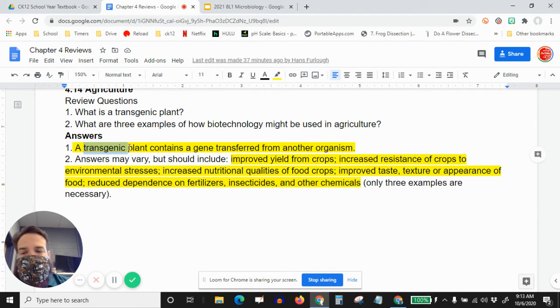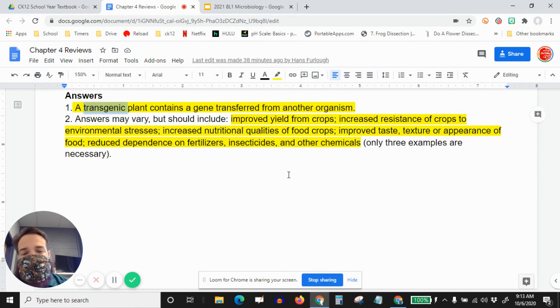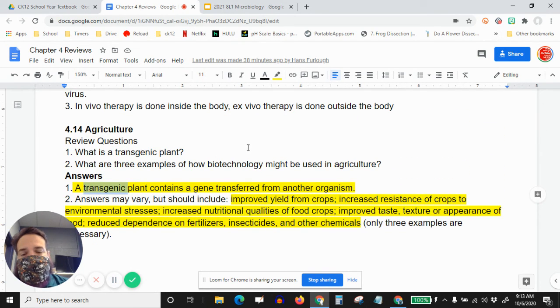All right. Ways that biotechnology can help agriculture. It helps improve crop yields so that there's more food produced. It helps make the crops resistant to things like drought. It makes them have more nutrients in some cases, improves the taste or texture. It reduces the amount of fertilizer or insecticides that farmers have to use. So those are all important aspects of using biotechnology.